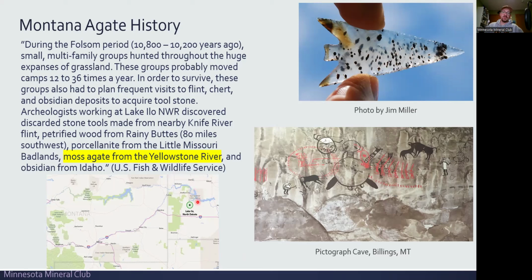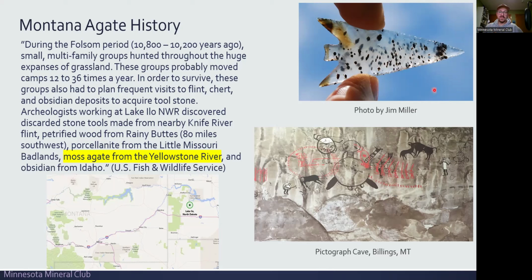So again, we mentioned the Source, Manitoba, some of the Native, well, I guess not Native Americans, but First Nations people in Canada that were using it for different materials for arrowheads and such. And this is from Lake Ilo in North Dakota, which mentions that about 10,000 years ago, there were different people in the area that were working with nearby Knife River flint, petrified wood, porcelainite, and also Montana moss agates from the Yellowstone River, as well as obsidian from Idaho.